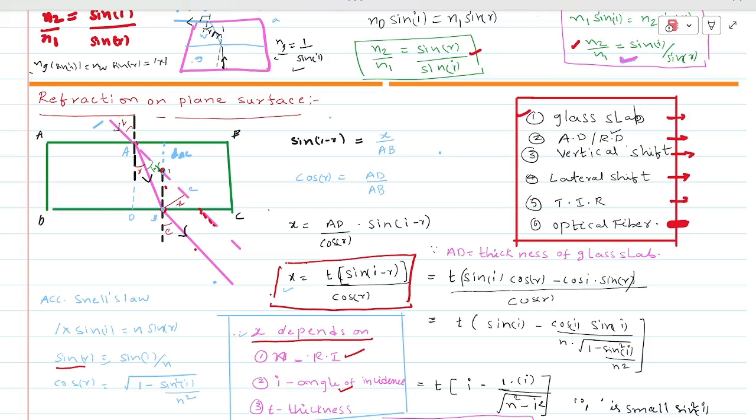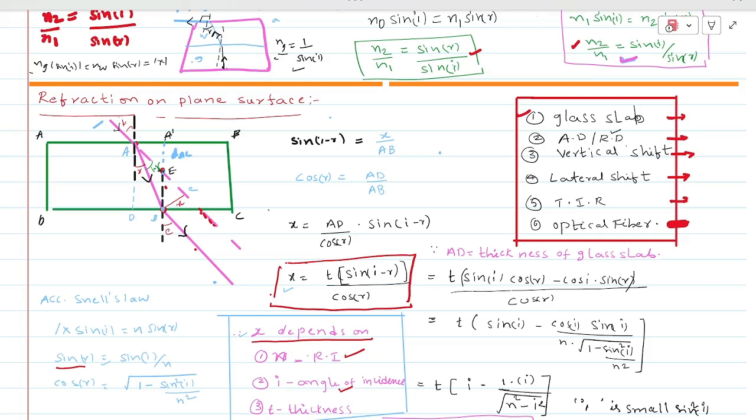These two points, B and E, give the vertical shift, and A dash is the apparent depth. So A dash E is the apparent depth, and BE is the vertical shift. BC is the lateral shift, and AB is the refracted ray. Angle BAD is the angle of refraction, and I minus R is the deviation angle. Angle E is the emergent angle. Lateral shift means the perpendicular distance between the incident ray and the emergent ray.